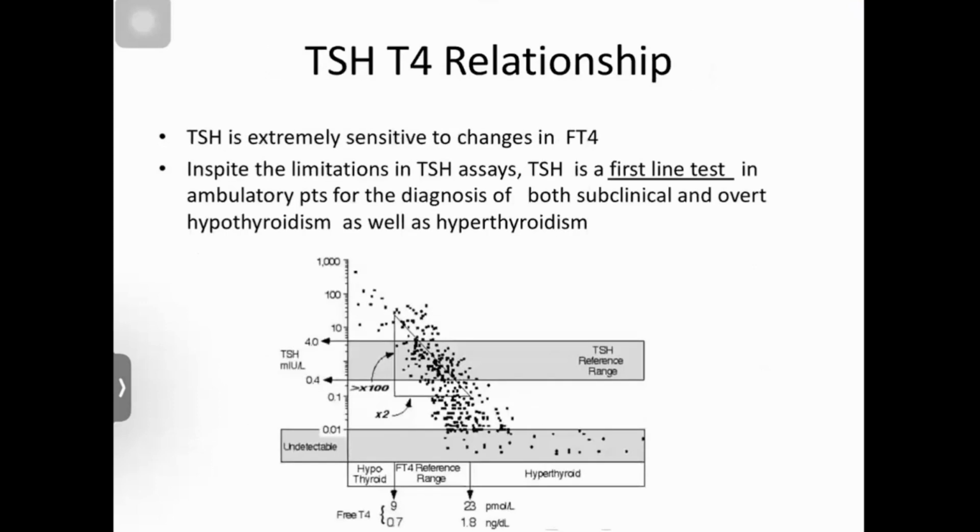Now, having been able to accurately measure TSH with a very sensitive third generation TSH assay, we know that the TSH is quite sensitive to changes in FT4. There is a log-linear relationship between the FT4 and TSH. So there's a 100 times change in TSH for every 2 times change in your FT4. So TSH is a very, very sensitive test for the diagnosis of both subclinical and overt hypothyroidism as well as hyperthyroidism. And this is only because we were able to have a good reference range using the third generation assays.